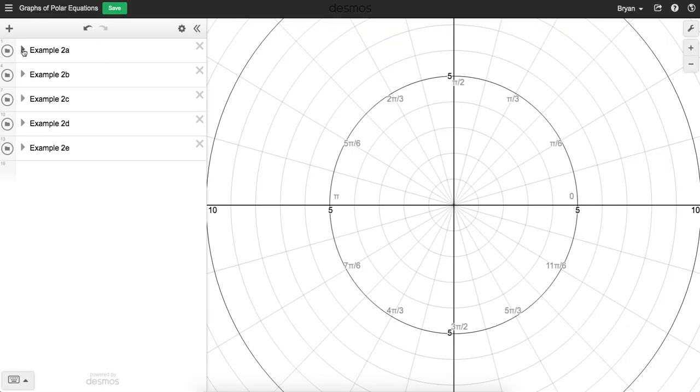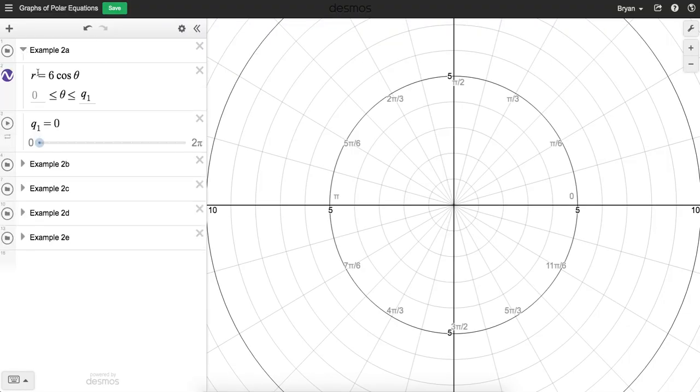So here I have example 2a, 6 cosine theta, and I'm going to have theta range from 0 to this value of q, which is going to range from 0 to 2 pi. For more information on this, I do have a video tutorial on how I did this in my Desmos playlist. But as we adjust the value of this q sub 1 here, it's going to trace out the graph of 6 cosine theta, which we've seen the equation before.